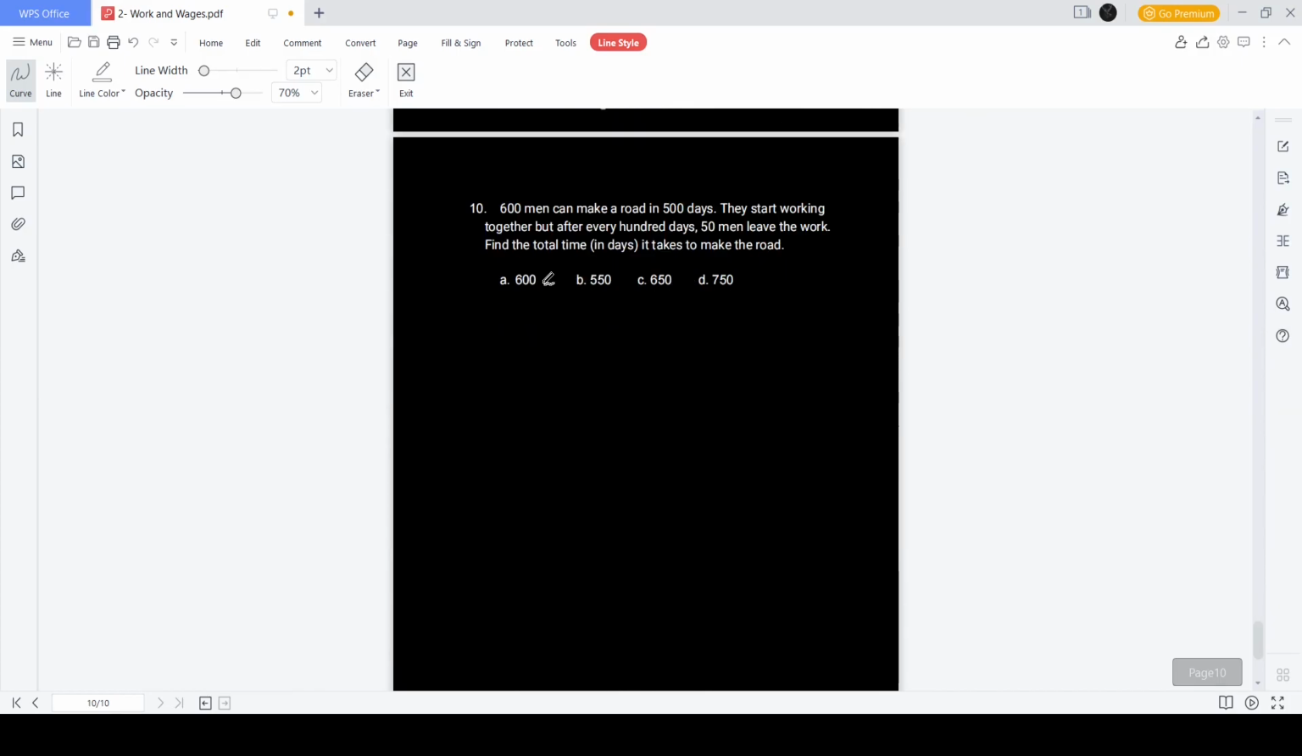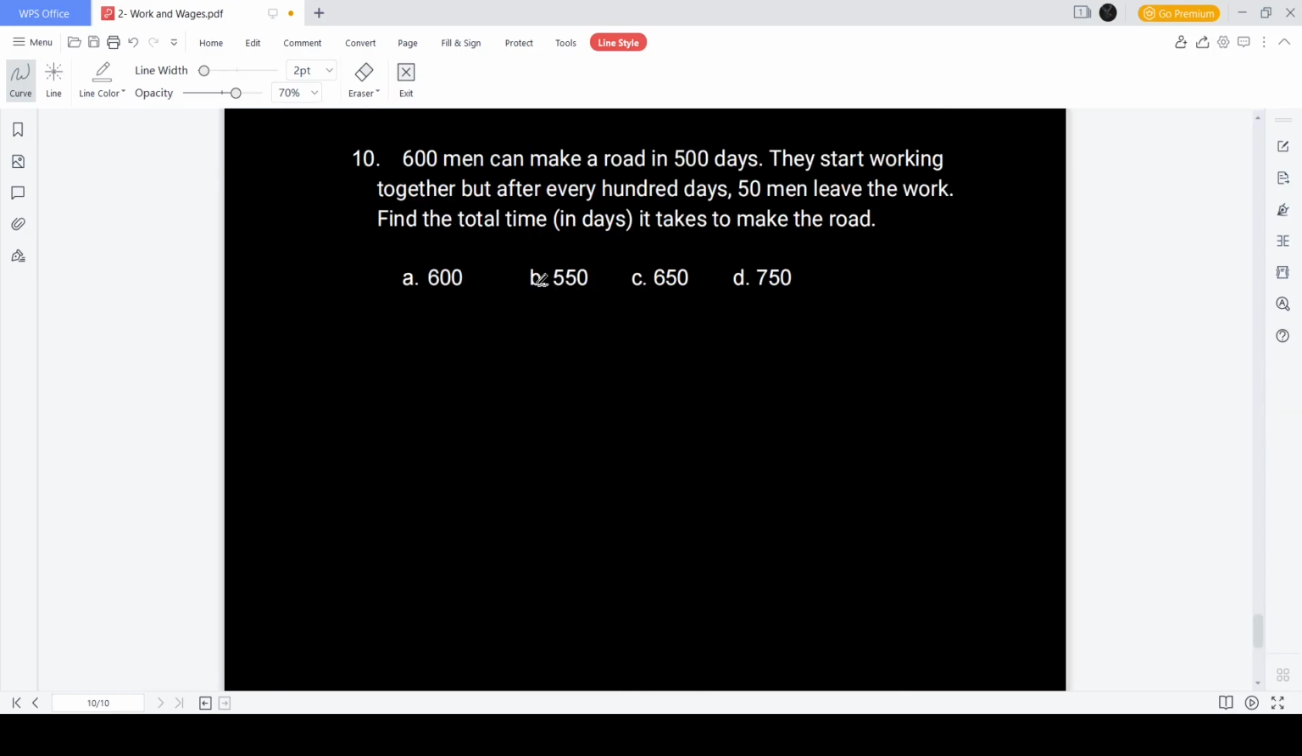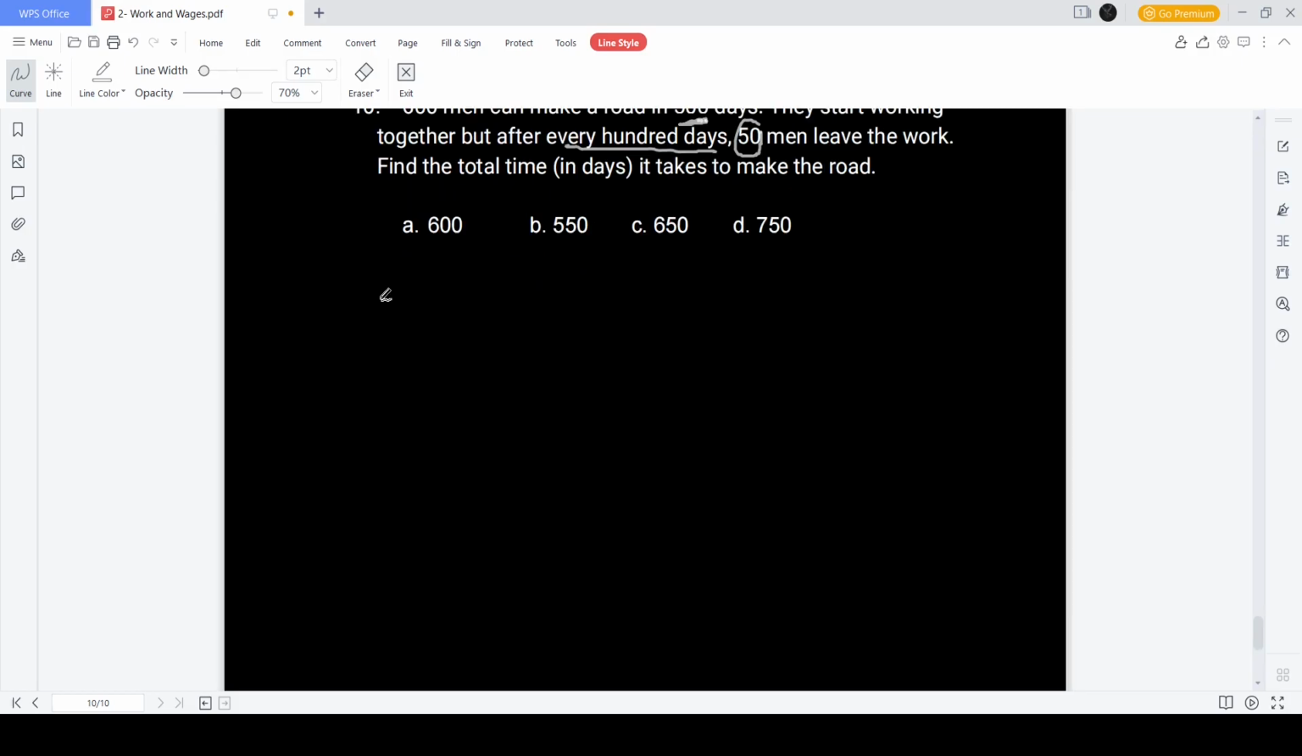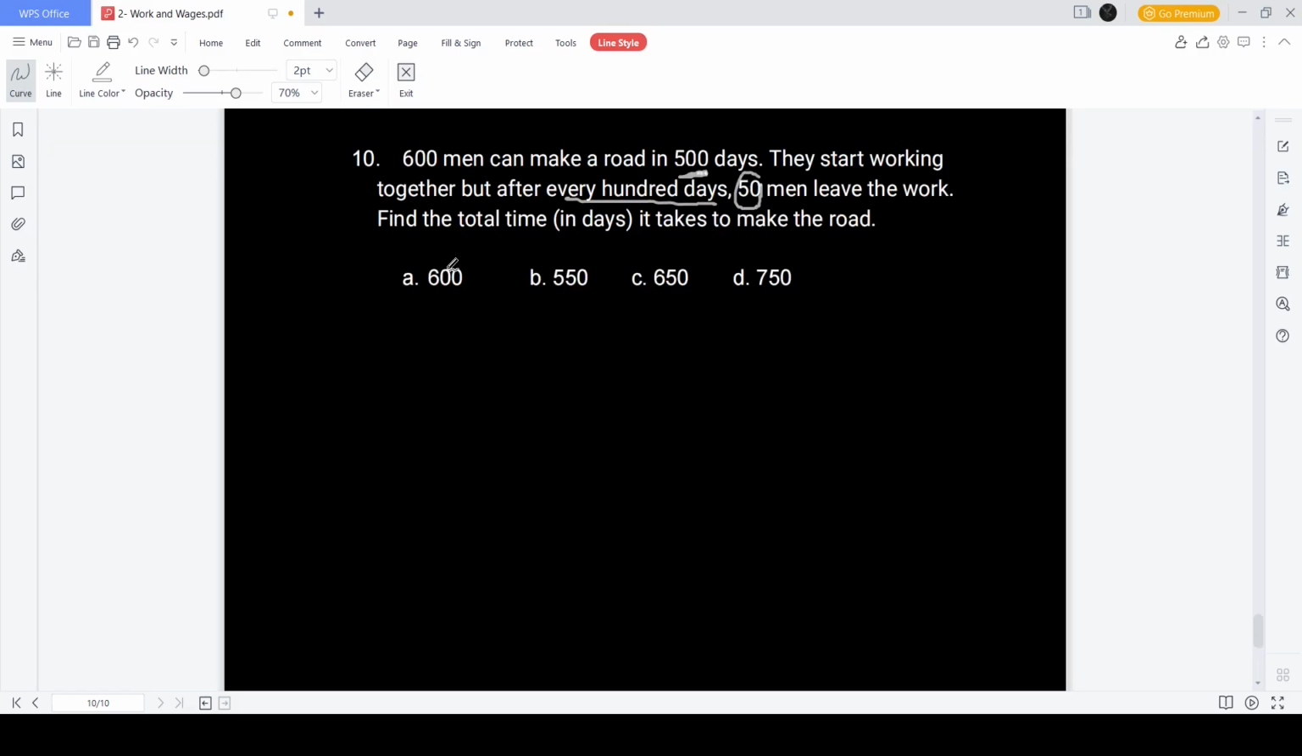Fine, the last question. 600 men can make a road in 500 days if they start working together. After 100 days, 50 of them leave work. Find the total time it takes to make the road. Okay, to understand this, we need to understand first something called work units. Basically, we need to first find out if one man is working, how much time does it take to build the whole road?